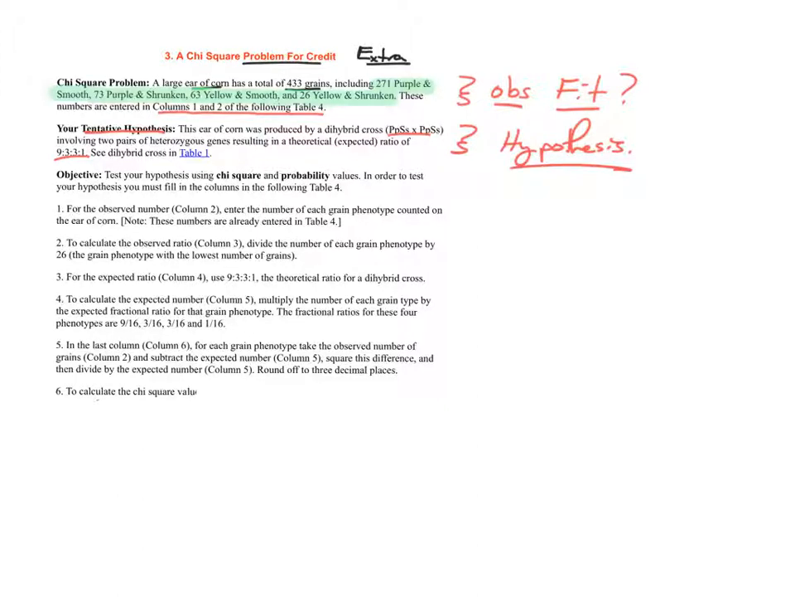So let's take a look at that. So here's your data. And here's the formula you're going to use, right? You're going to take your observed number minus the expected number. You're going to square it. Then you can divide by the expected number. You're going to sum these up. So these are the values you're going to get. You're going to sum them up.